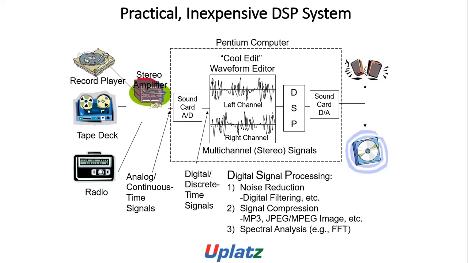edit the waveform. Then through a DSP processor, the digital signal processing is done, where noise reduction, digital filtering, or signal compression like MP3, JPEG, MPEG images, etc., or spectral analysis like FFT are done. Then it is passed on to the sound card to get the output in the speaker or in a CD player. And all the aspects of the sound card that correlate to DSP happen in a Pentium computer.